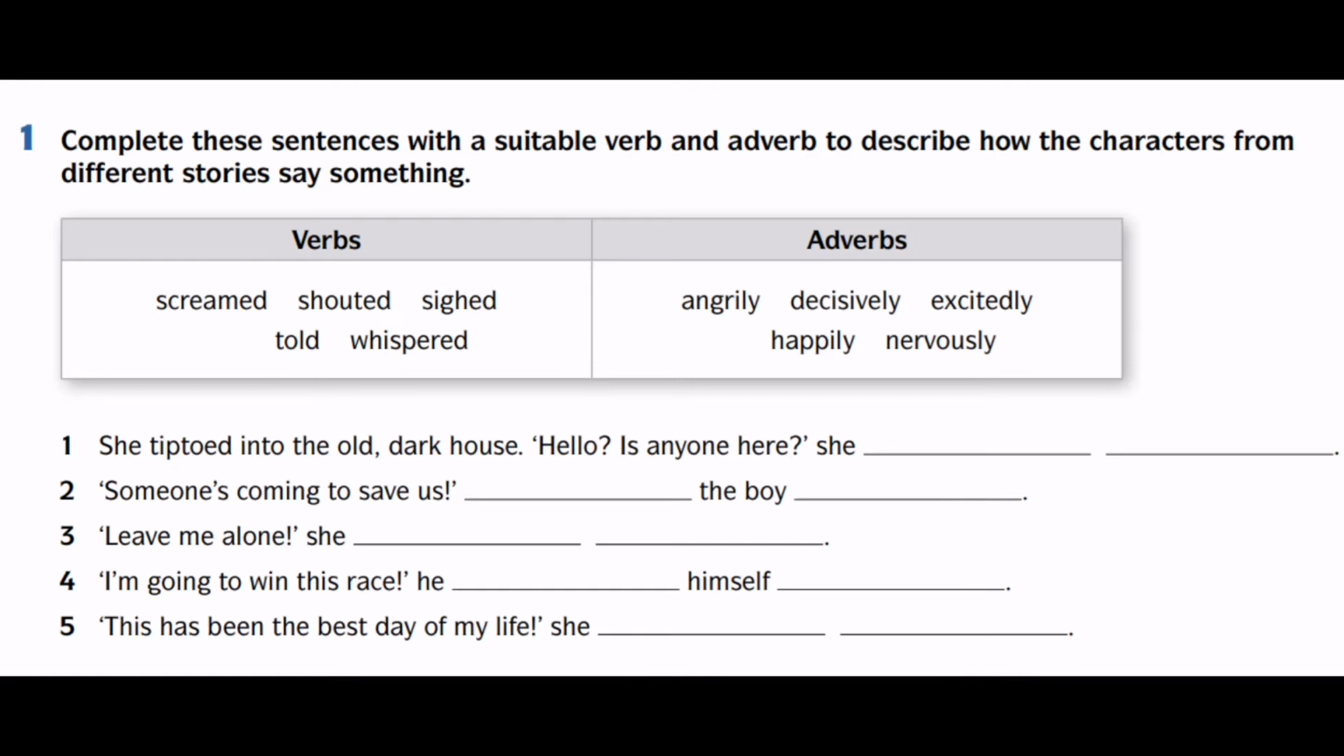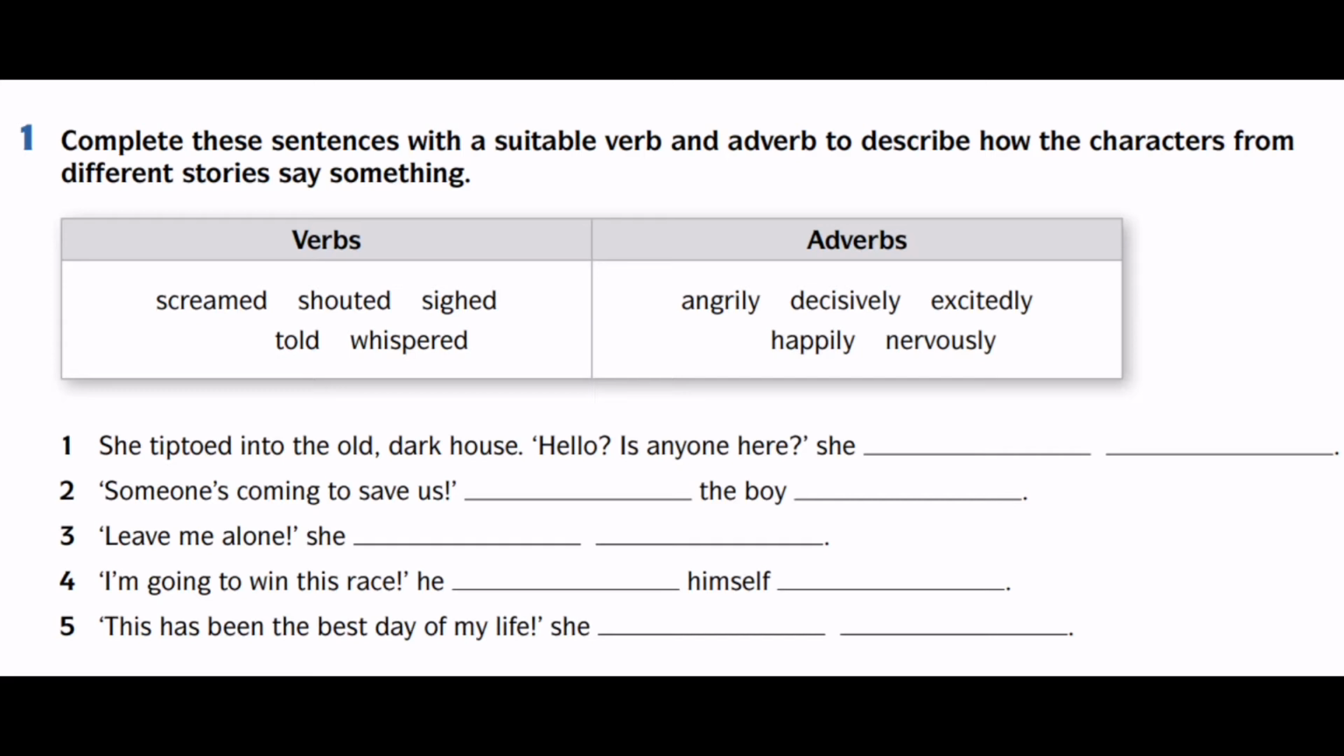Okay, so this is what I ask you to do. Question number one: complete these sentences with a suitable verb and adverb to describe how the characters from different stories say something. So, look at the verbs and adverbs in the table. The first part, verbs, kata kerja: scream, shouted, sigh, told, whispered. And then adverbs: angrily, decisively, excitedly, happily, and nervously. So, think about which verb and which adverb suit the sentence.